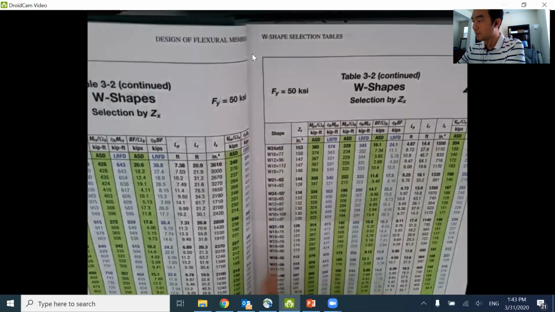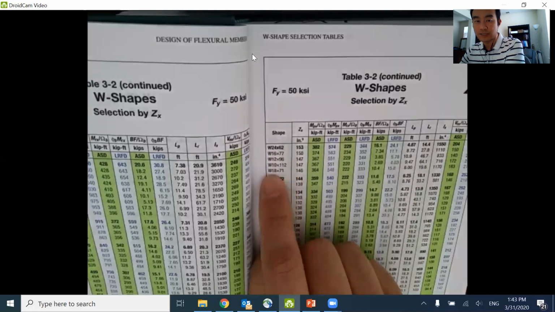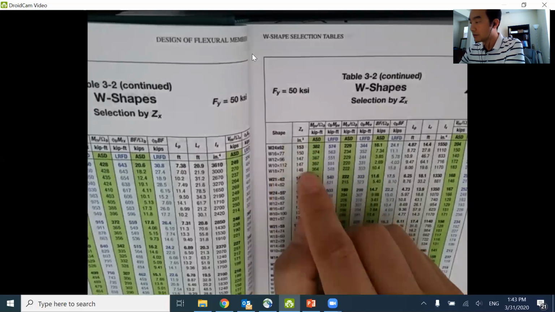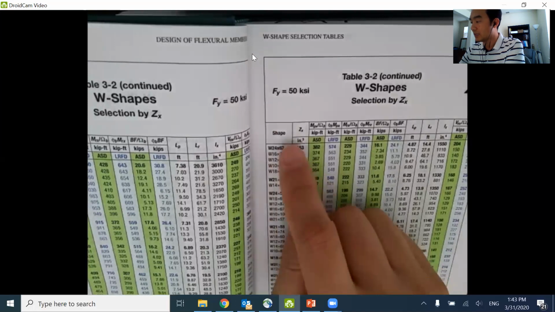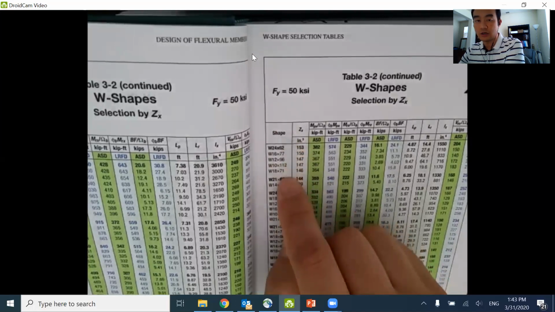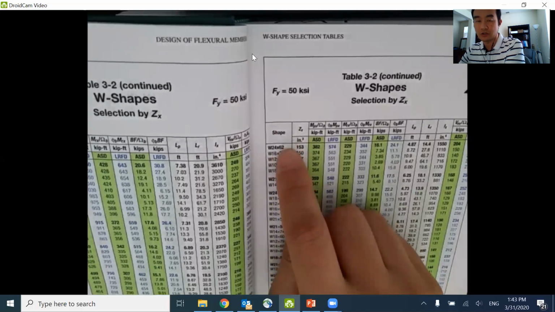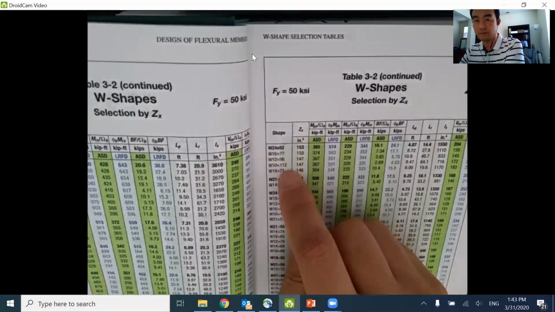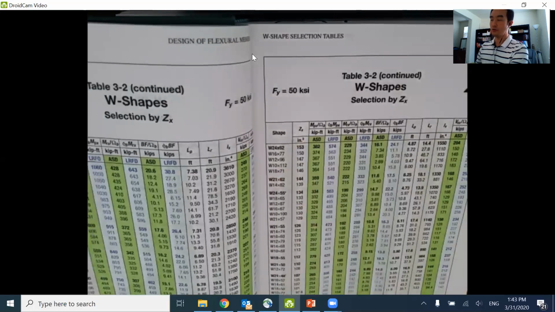For example, from W24x62 up to W18x71, the sections have a similar Z value, from 146 through 153, so they group these together. The lightest section among these five sections is 24x62. As you can see, the second number is based on the weight, and 62 is the smallest value among these five. That's how we can read and use Table 3-2.